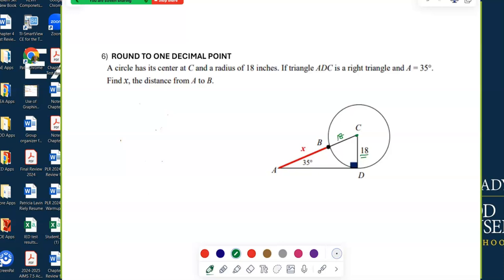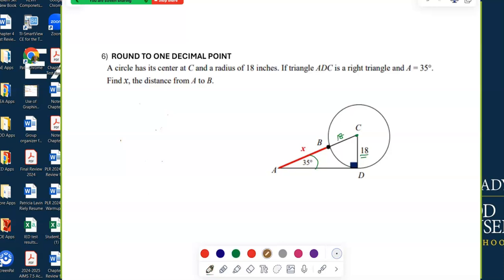If triangle ADC, so that's the whole triangle you see, is a right triangle, and angle A is 35, find x, which is the distance from A to B. Oh, that's a kind of interesting problem. So if I have this angle, and I'm trying to find x, what do you think I should do?